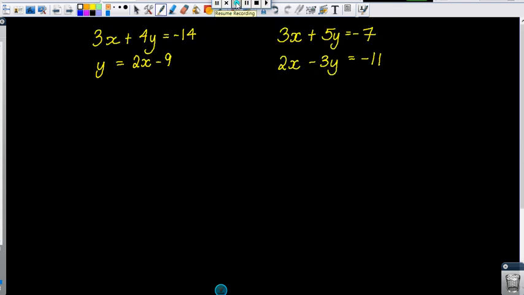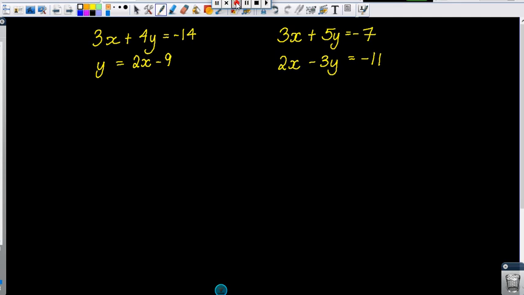Okay, so to find the unique solution, we've got two methods. We've got the substitution method, we've got the elimination method, and it's all about how the information is presented. Substitution, I think, will work every single time, but sometimes it's a little bit more effort than is necessary.